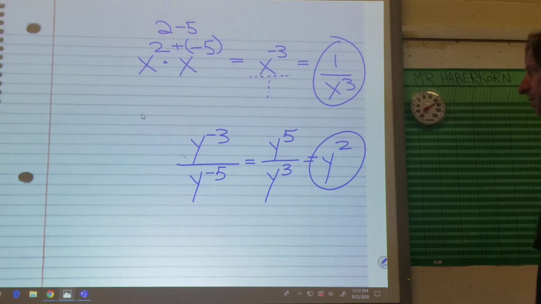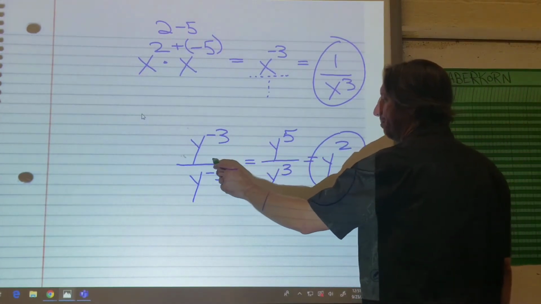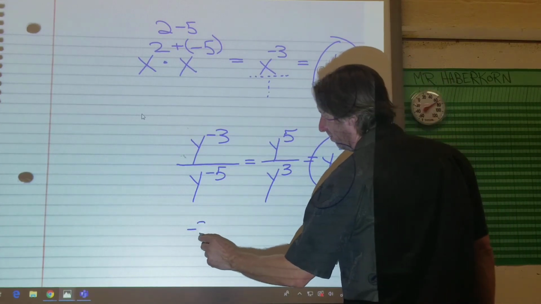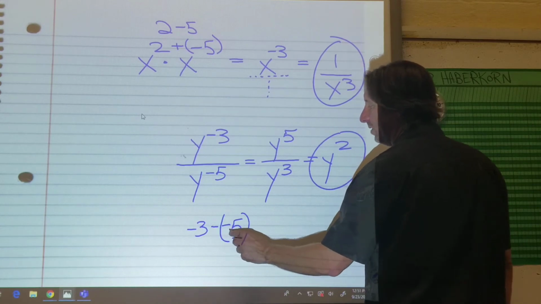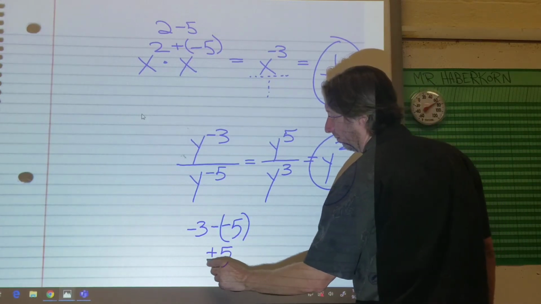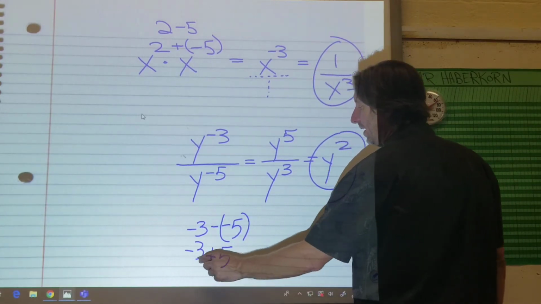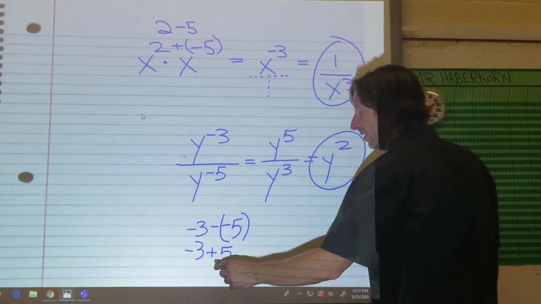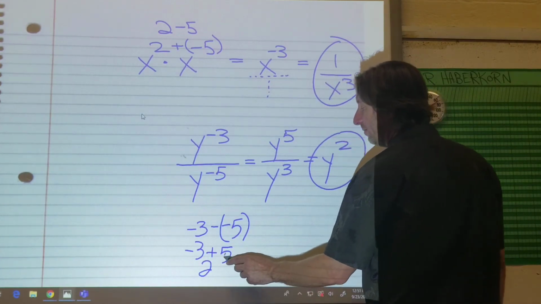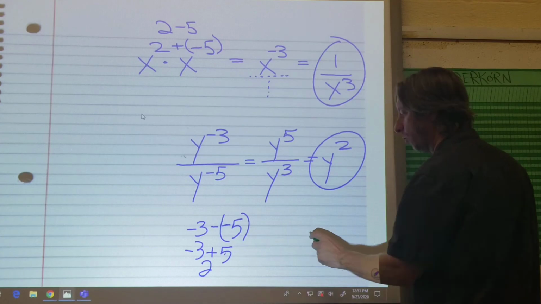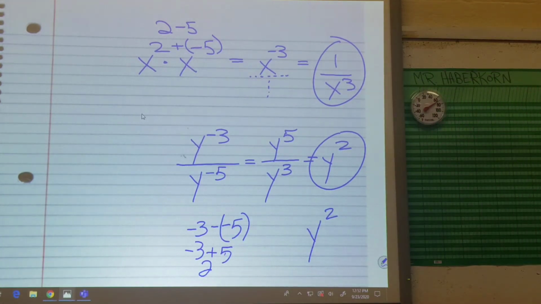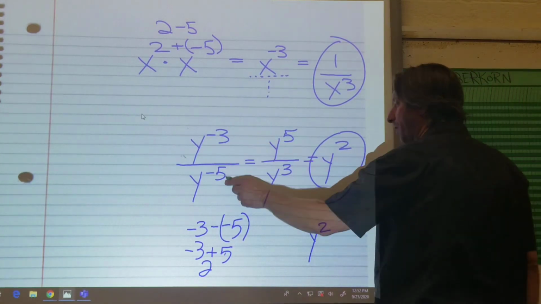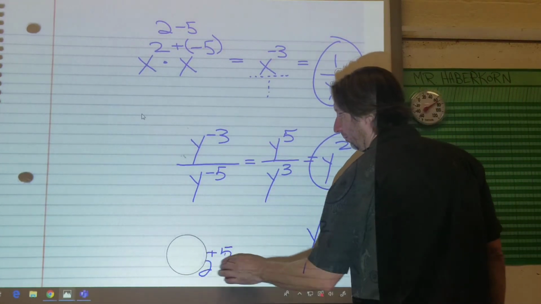The other way to do this is I could say negative 3 minus negative 5. 2 minuses turn into a plus. Different signs, you subtract. 5 minus 3 is 2. 5 is stronger. So I'm still going to get y to the 2, right? So there's a couple ways to do it. Both ways are valid. I like to get rid of all the negatives before I try to solve it.